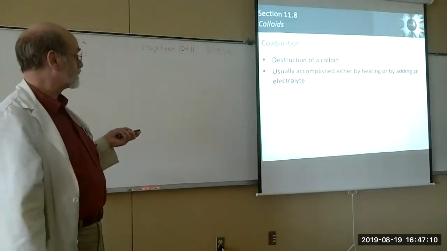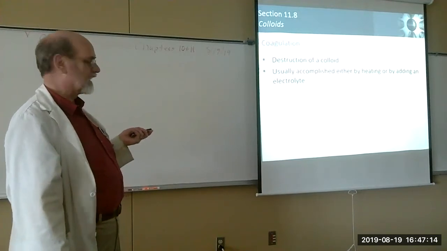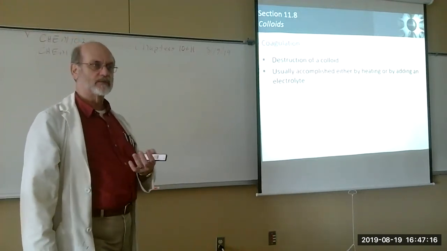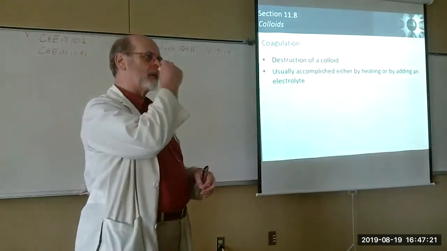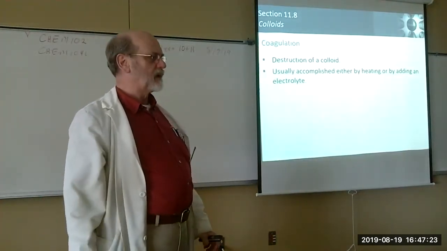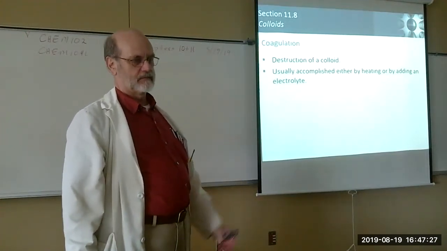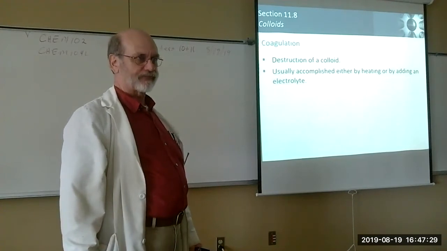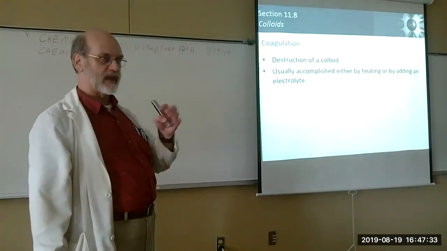Some of the best ways to do it are heating or adding an electrolyte. You change the charge on the molecule, and then they stick together, drop out. Actually, with making cheese, you add an enzyme called rennet that they get from sheep stomach. And that causes the protein to coagulate from that enzymatic reaction.